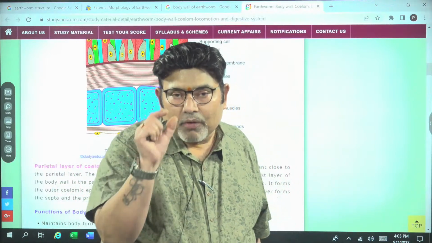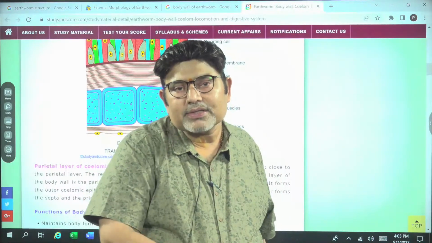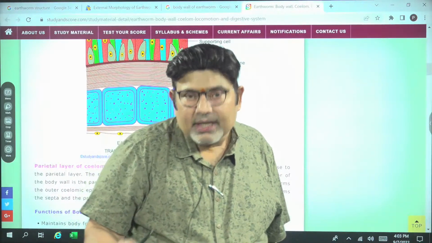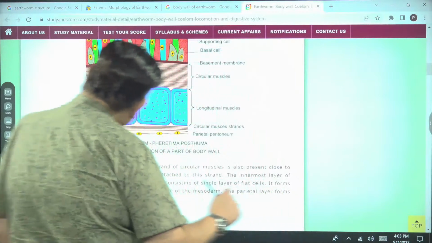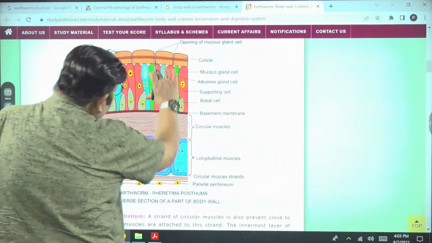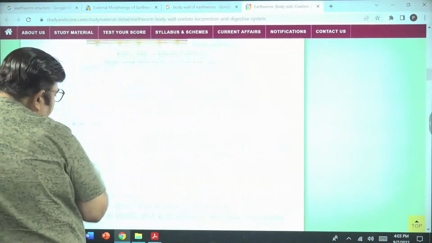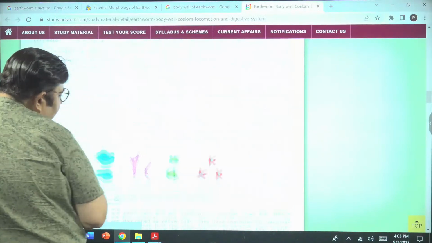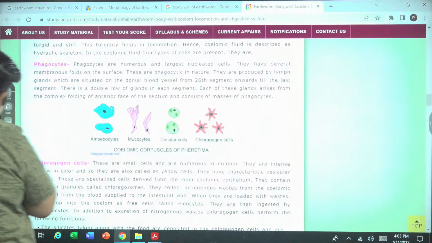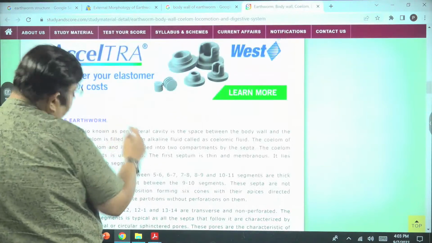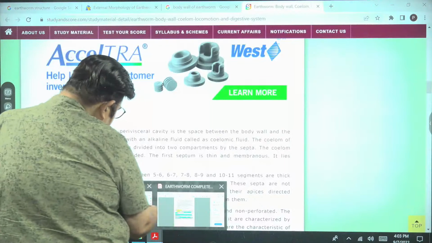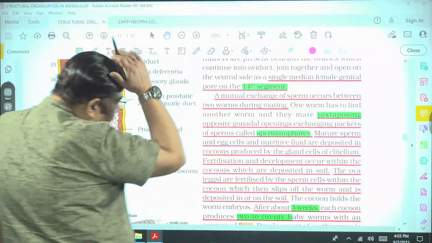So when you see the body wall, it comprises of these structures. Also there is an epidermal pit here, which contains S-shaped setae. Dear children, I hope you have understood this picture. Once again, revise that by keeping the picture in mind.